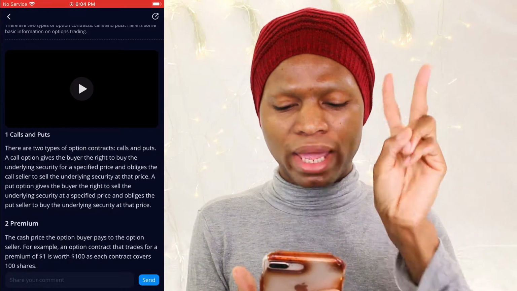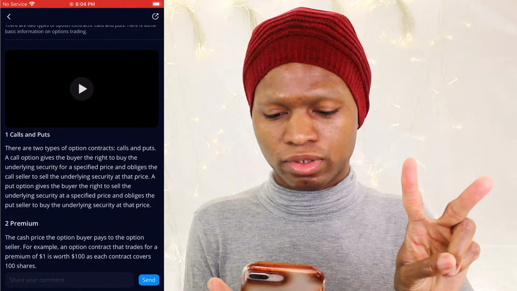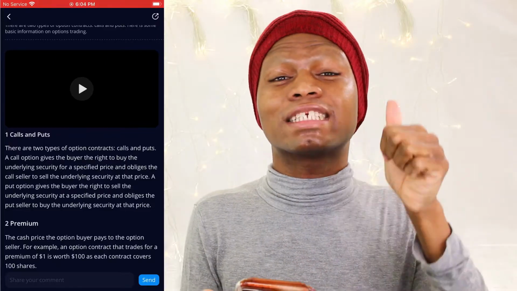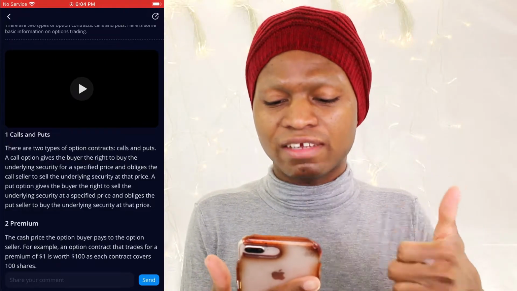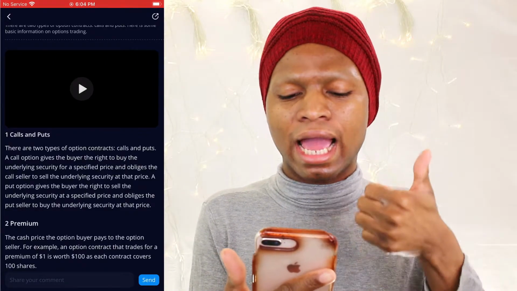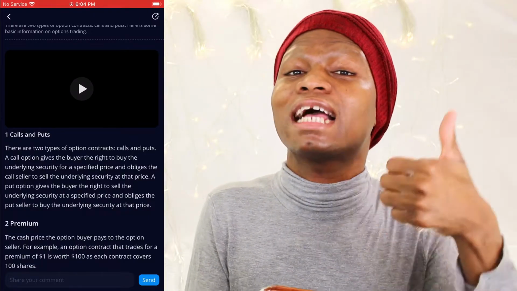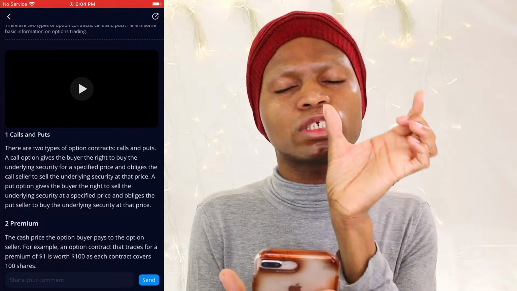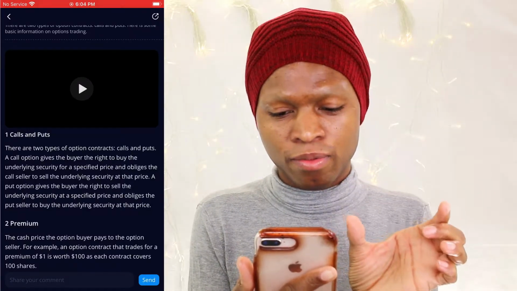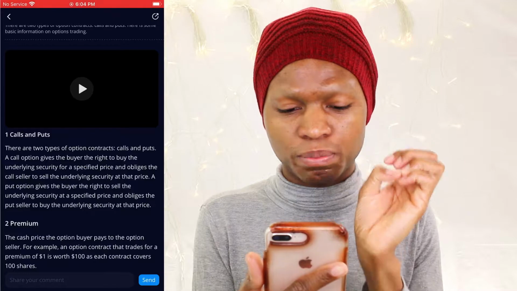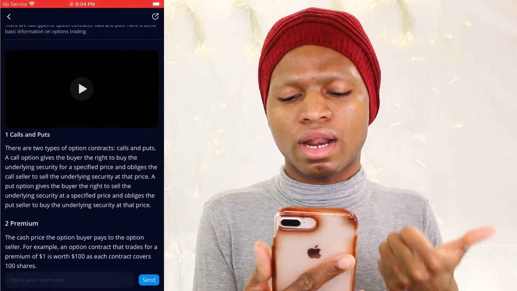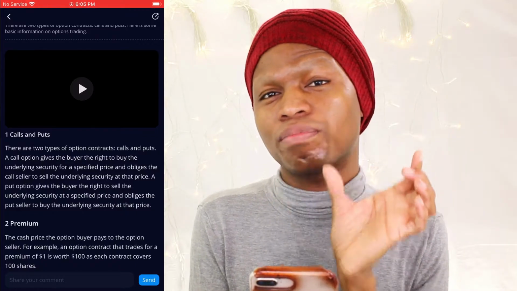So now we have two option contracts, okay? Calls and puts. A call option, also known as call option trading, gives the buyer the right to buy an underlying security, also known as the stock, at a particular amount of time, which means it has an expiration date. I am paraphrasing it because that's the best way. It obliges the call seller to sell the underlying securities at a particular price.